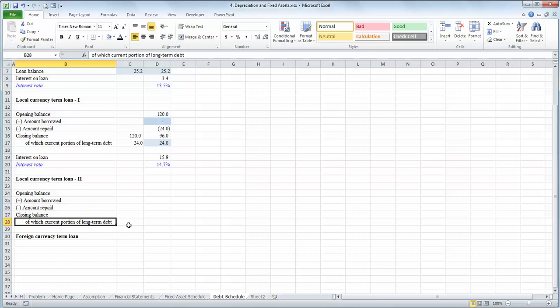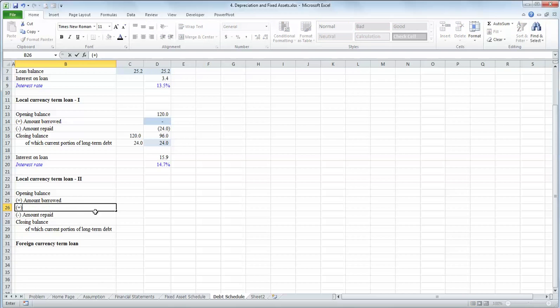The one problem with the term loan 2 is that the company does not pay interest separately. It pays an equated installment which includes both principal and interest together. So while we have so far laid out the equation for closing balance as opening balance plus amount borrowed minus amount repaid, in case of term loan 2, we also need to make two other adjustments.